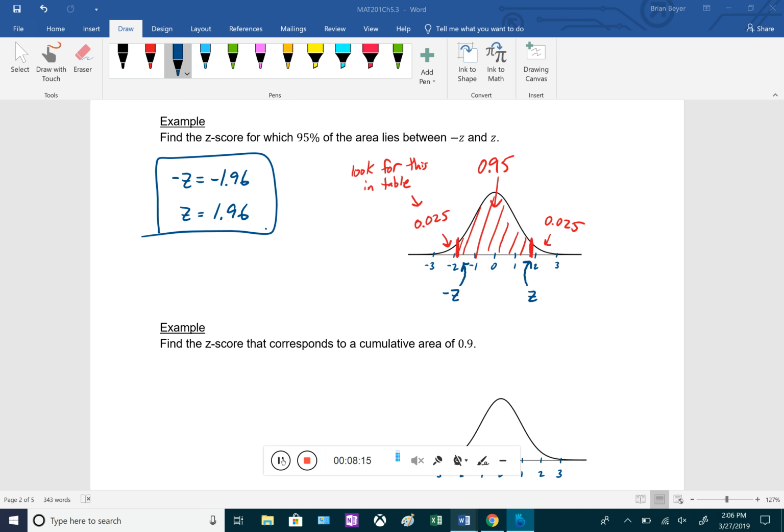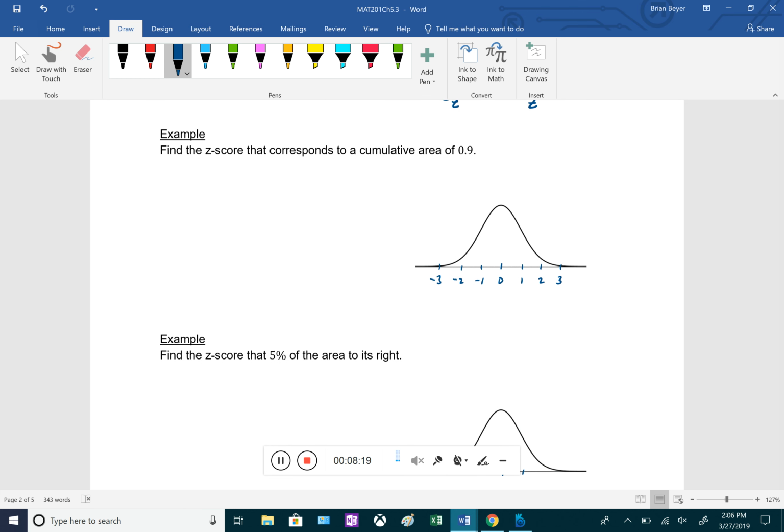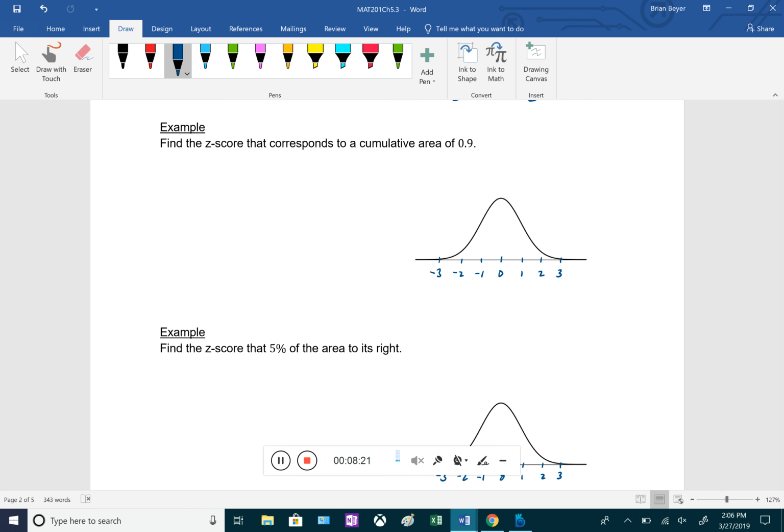Okay, a little bit more confusing for that one. So it helps to have the curve drawn. So let's find the z-score that corresponds to a cumulative area of 0.9. So once again, cumulative means area to the left. So that's going to be 90% of the area to the left, so maybe about right here represents 90% of the area under that curve. So we're trying to find that z-score that corresponds to that area.